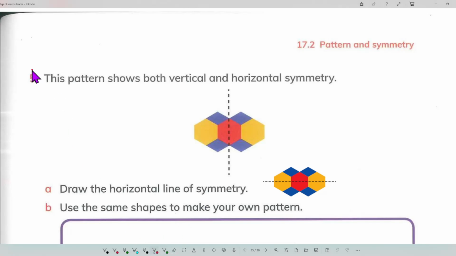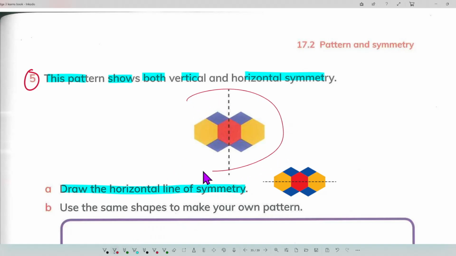Question 5. This pattern shows both vertical and horizontal symmetry. Draw the horizontal line of symmetry. It's a very simple thing. The question is like this. It's a vertical line of symmetry, and once we make a line like this, it will be a horizontal line of symmetry. The answer is like this.